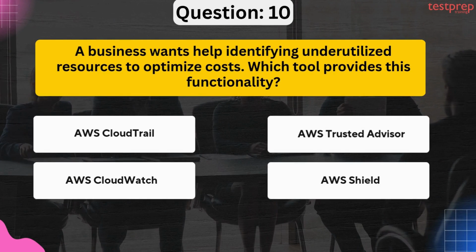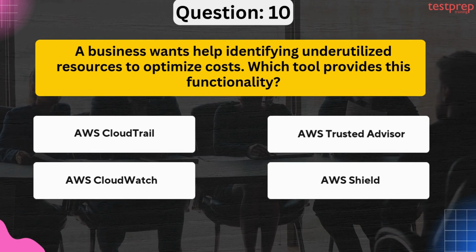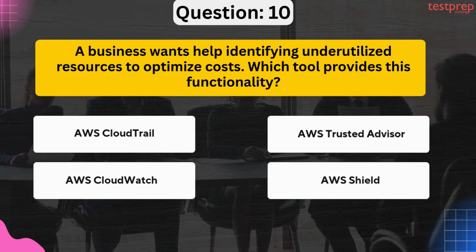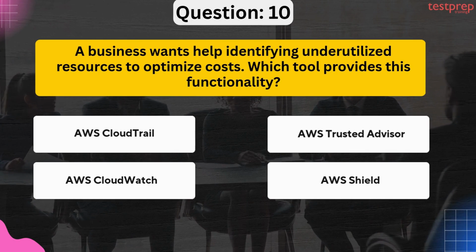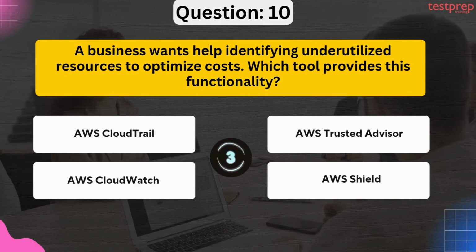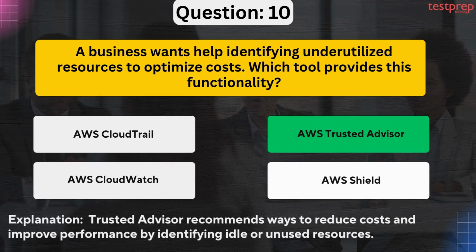Question 10. A business wants help identifying underutilized resources to optimize costs. Which tool provides this functionality? The correct answer is AWS Trusted Advisor. Trusted Advisor recommends ways to reduce costs and improve performance by identifying idle or unused resources.